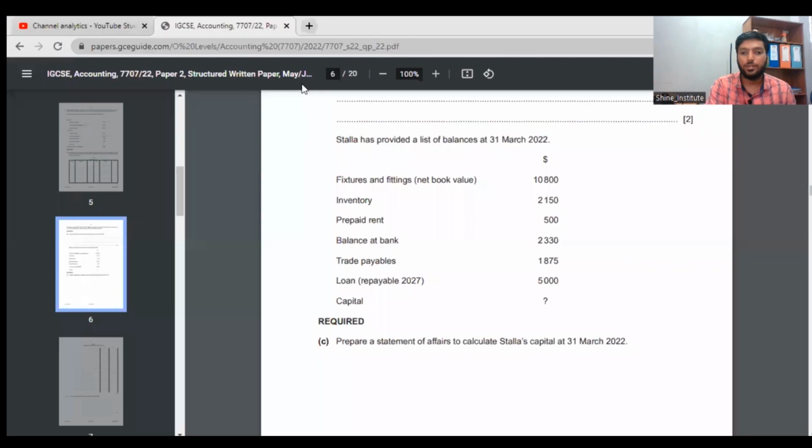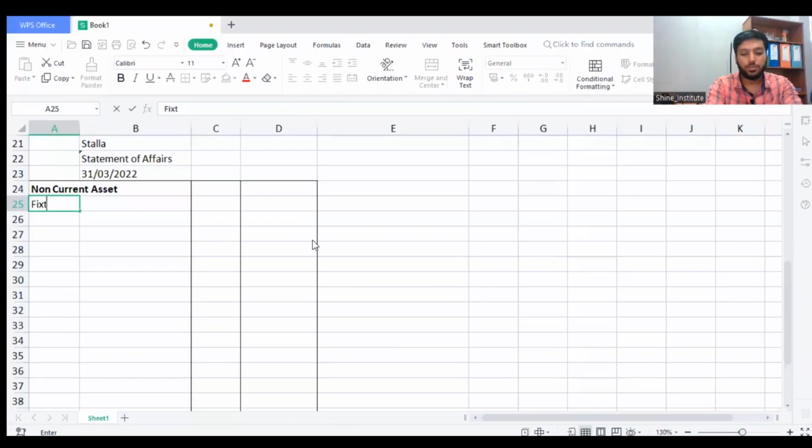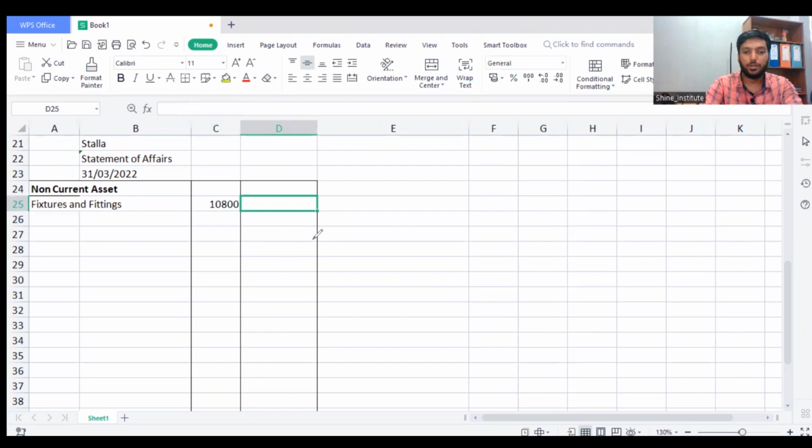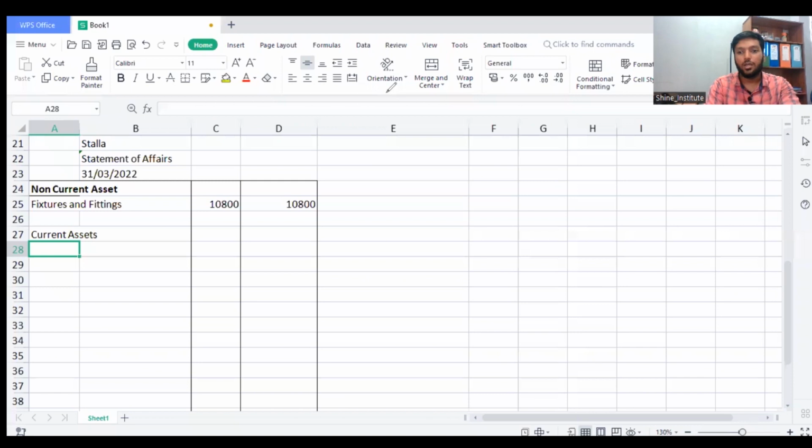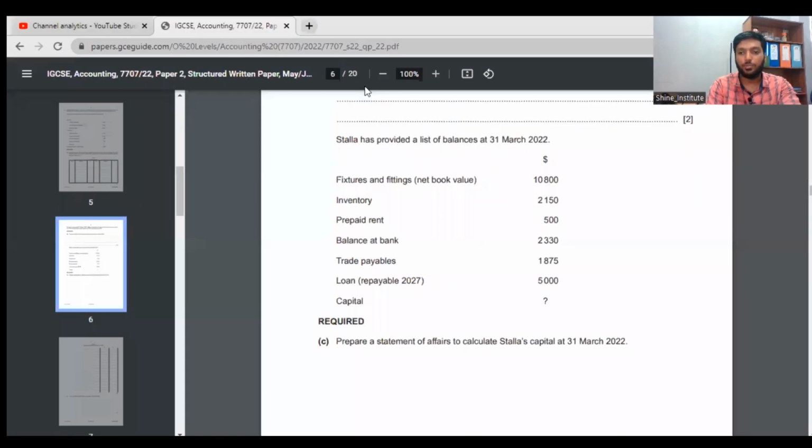So we have fixtures and fittings 10,800. There's nothing else they have given. So I'm going to follow the balances they have taken. So 10,800 and then that's all. So I move on to current assets. And then what do we have in the current assets? Let me draw one by one. Let me mark it. So we have inventory 2,150, prepaid rent.